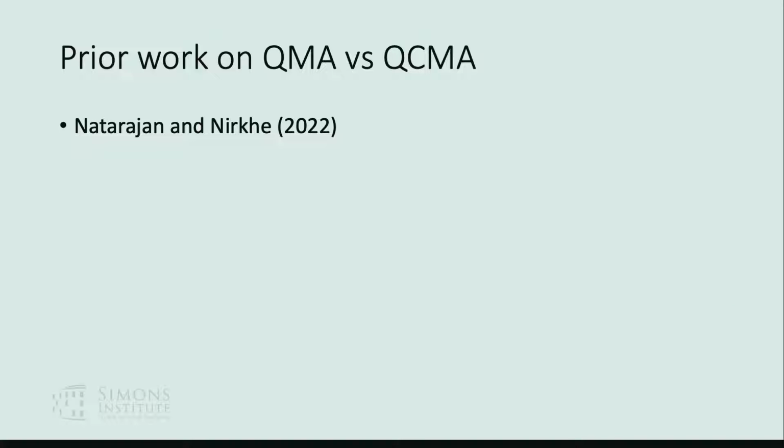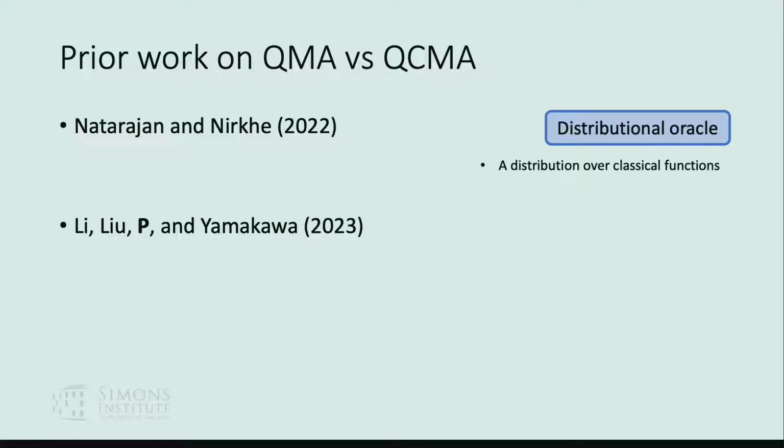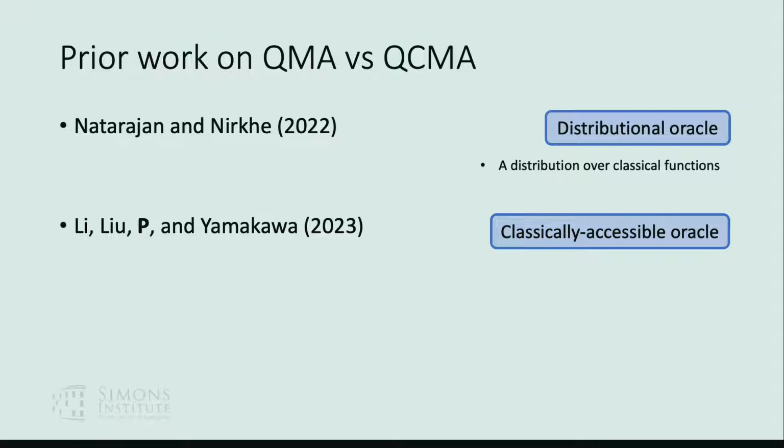Then Anand and Chinmay 2 years ago came up with a distributional oracle. Again, it has randomness in the oracle. Then we joined work with Xingjian, Qipeng, and Takashi. We came up with a classically accessible oracle. Now, it's actually a function in the sky, but you're only allowed to query it classically. So you're not allowed superposition queries.